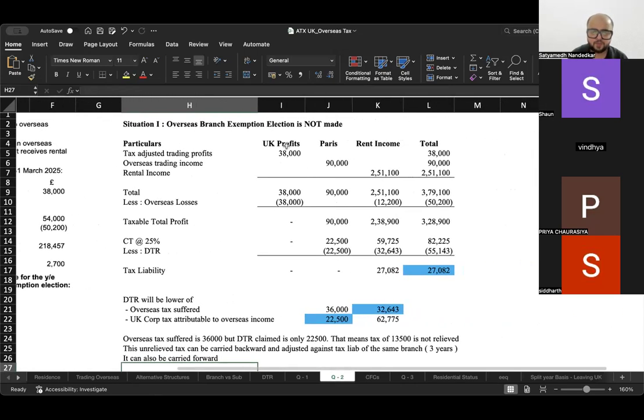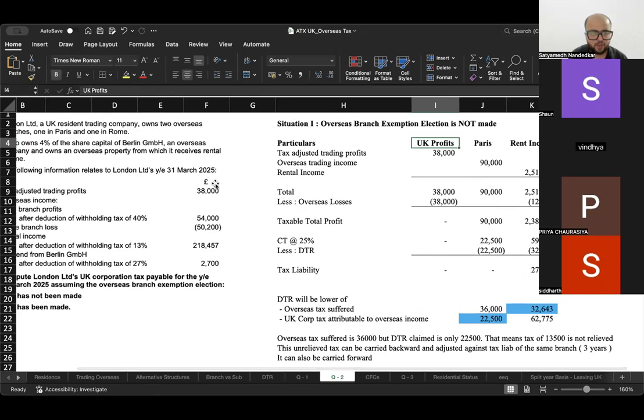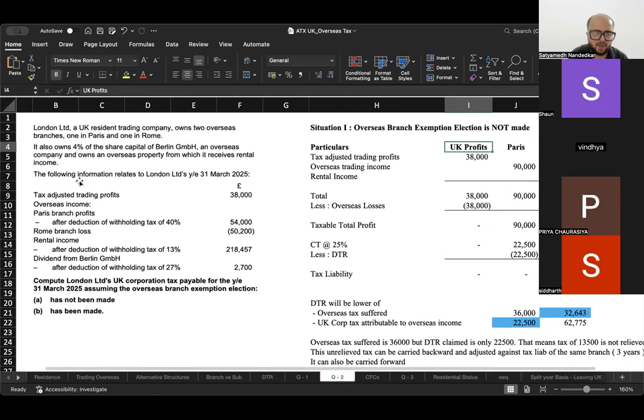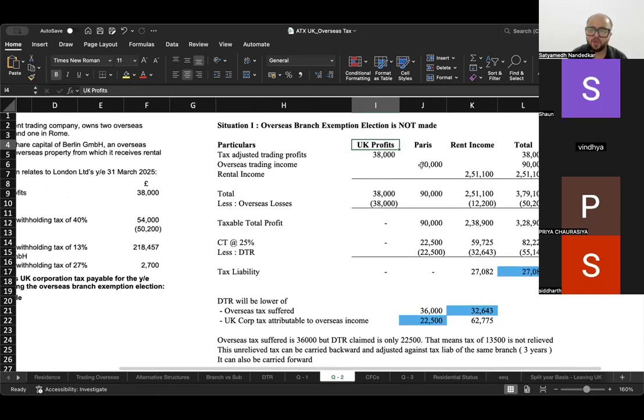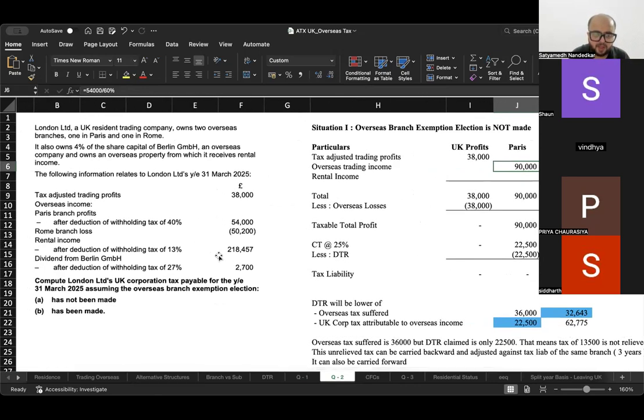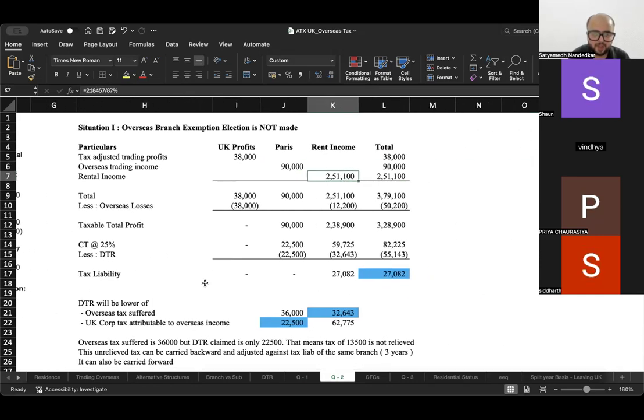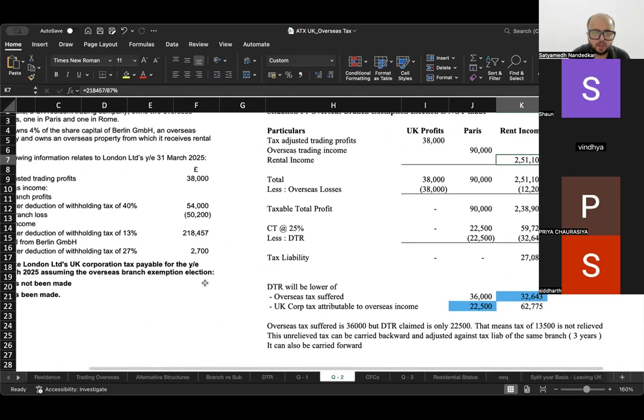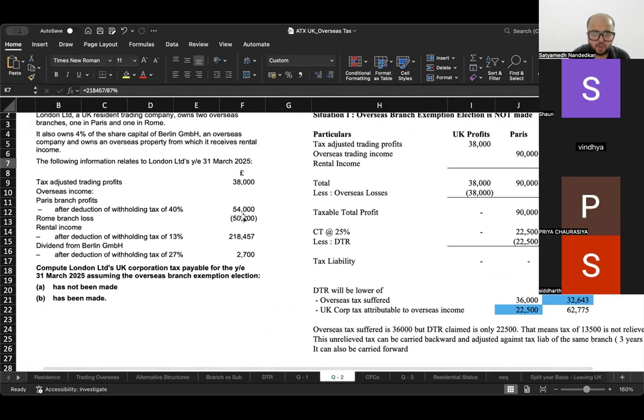ठीक है. So UK का head office का profit, UK का profit is 38,000. Paris branch का profit after deducting withholding tax is 54,000. Gross up करके हो जाएगा 90,000. 54,000 upon 60%. And rental income received in Berlin is whatever location is 218,457. There is a withholding tax of 13%. So you gross that up. Now, what is the amount of overseas loss? Overseas loss is 50,200. ठीक है.